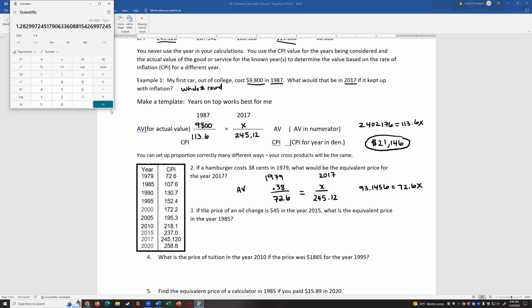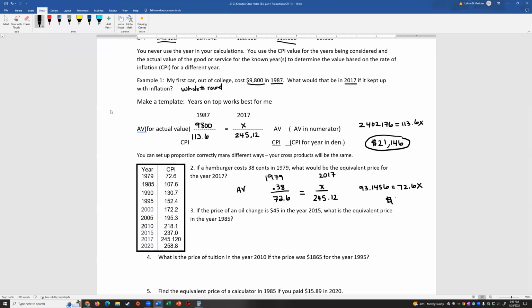And that gives me, we're going to round this to the nearest cent since we were in cents before, $1.28. So $1.28. That's what that hamburger that used to cost 38 cents should cost according to inflation.